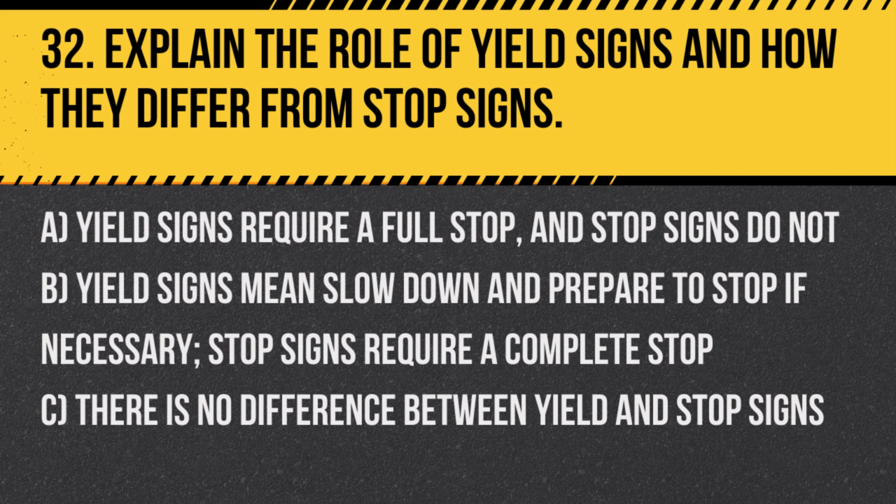Question 32. Explain the role of yield signs and how they differ from stop signs. A. Yield signs require a full stop, and stop signs do not. B. Yield signs mean slow down and prepare to stop if necessary. Stop signs require a complete stop. C. There is no difference between yield and stop signs. Answer. B. Yield signs mean slow down and prepare to stop if necessary. Stop signs require a complete stop. Yield signs are used to control traffic by allowing drivers to judge when it is safe to proceed.